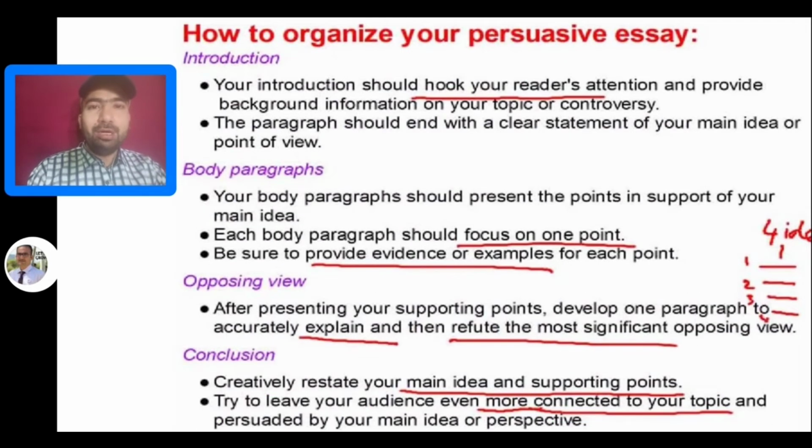So it's important to organize a persuasive essay in a certain manner. Number 1, introduction. Yes, introduction. Your introduction should hook your reader's attention and provide background information on your topic or controversy. The paragraph should end with a clear statement of your main idea or point of view.